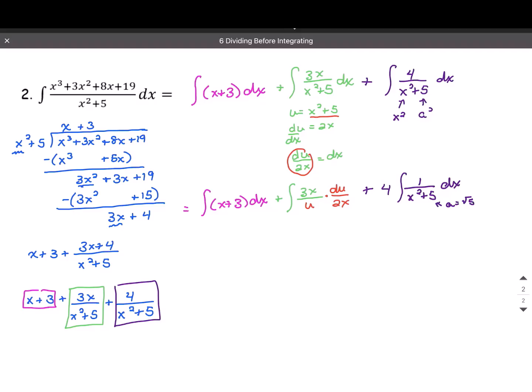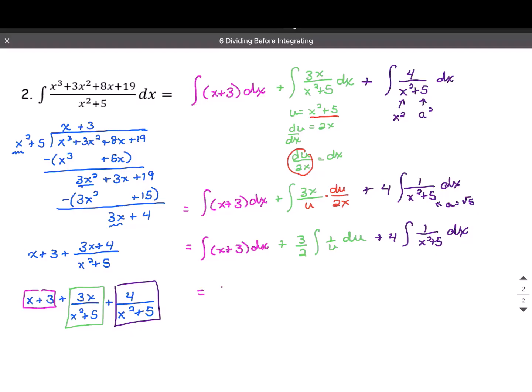All right, now let's start. Oh, we still have to simplify, so I'm going to rewrite again. The integral of (x + 3) dx plus, now the x's are going to cancel out, but we have a 3/2 times the integral of 1 over u du, plus 4 times the integral of 1 over (x² + 5) dx. Now we're ready to take the antiderivatives.